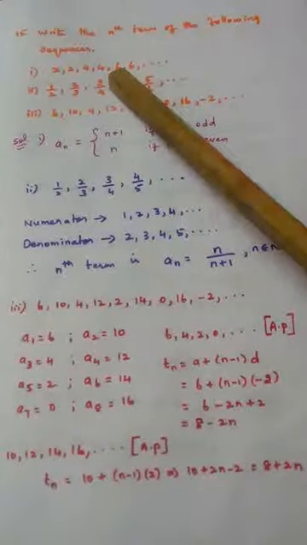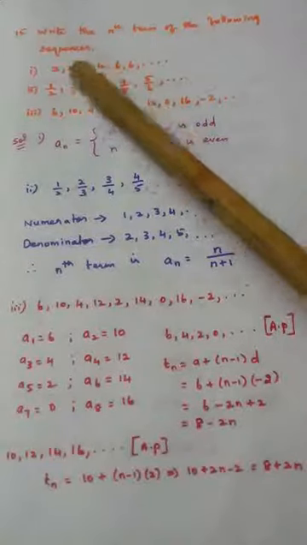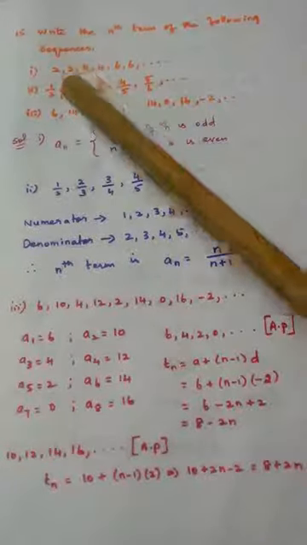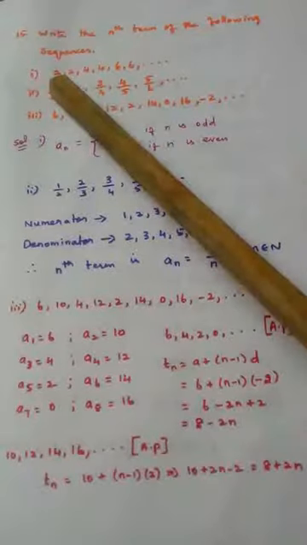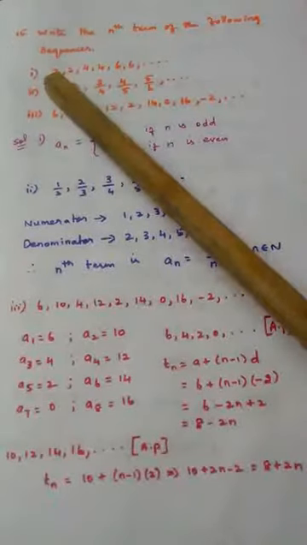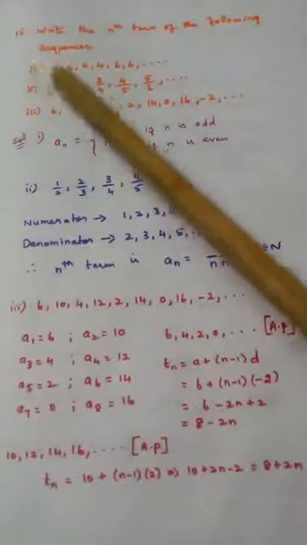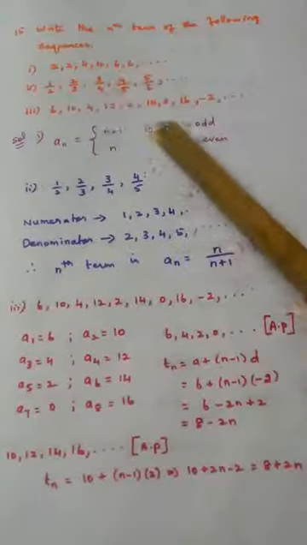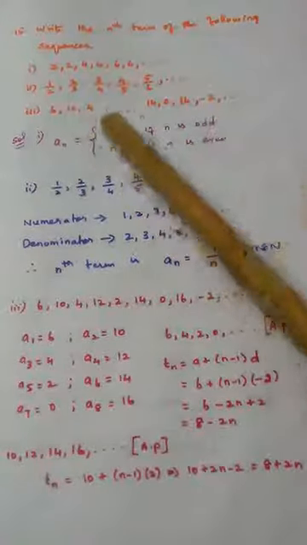So what is the meaning? Fifth term means 6, 1 more than that. Third term means 4, 1 more than that. First term means 2, 1 more than that. So in odd places, the values are 1 more than the place number. So I am writing, if n is odd, the answer is n plus 1.